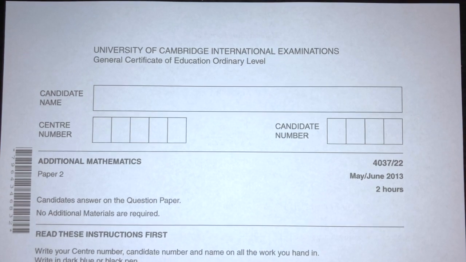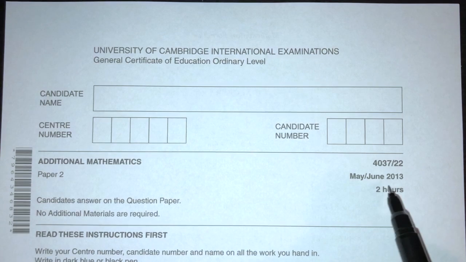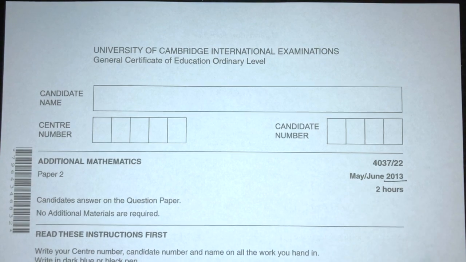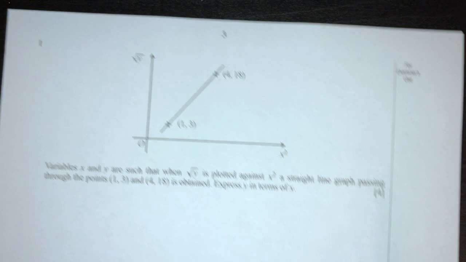This one is paper 2-2 of May-June 2013. So in this video again, we're going to be doing all the questions one by one and step by step. So let's move on with question number 1.